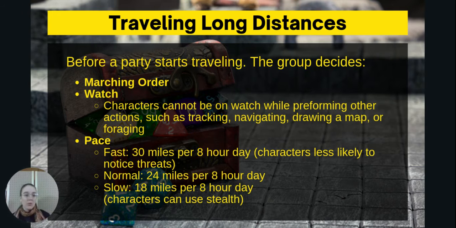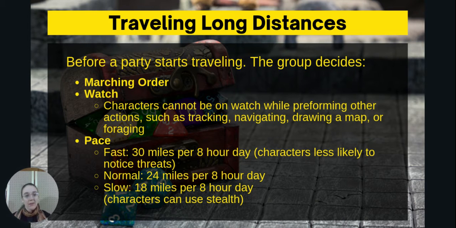So before you start traveling, there are certain things you need to decide. First, you have to decide marching order. Marching order is the order that the players are walking in. Are certain characters side by side? Who's in front? Who's in back? The Dungeon Master needs to know these things to determine who sees what as they come up with challenges that the adventurers might face on the road.